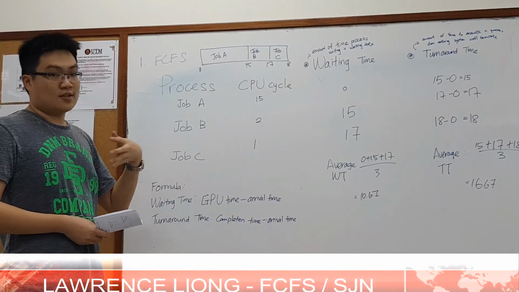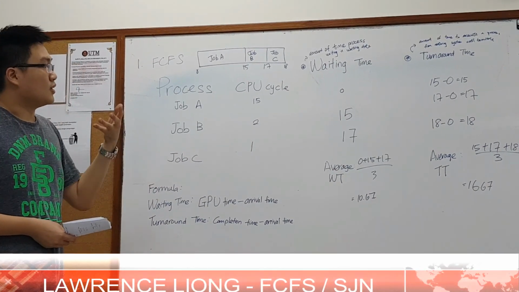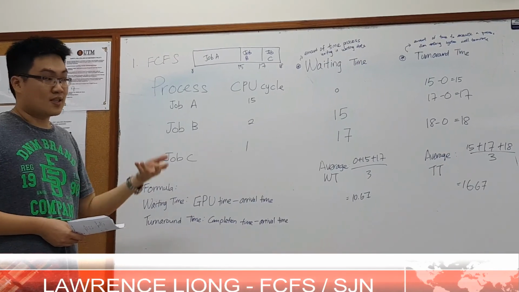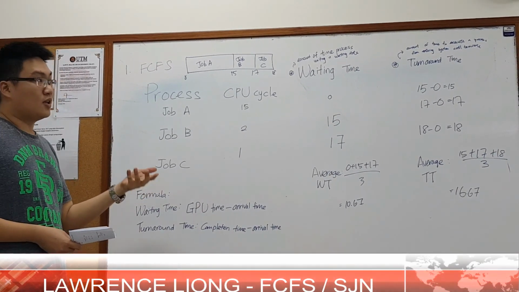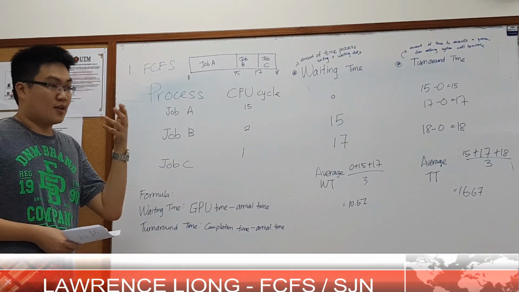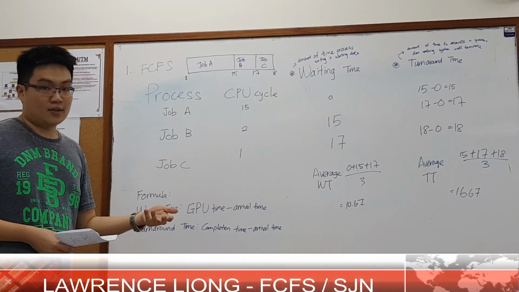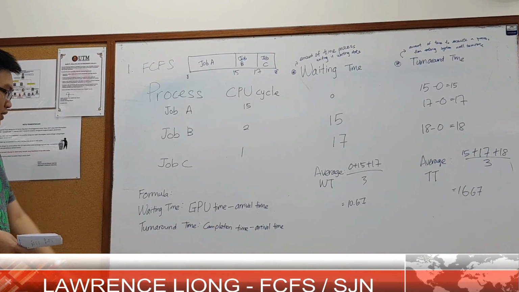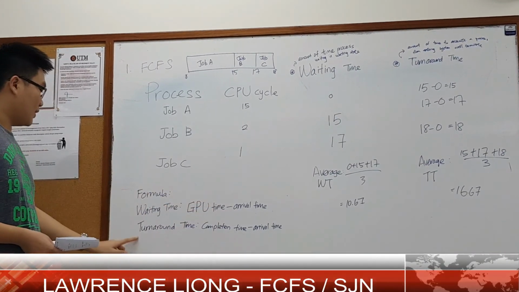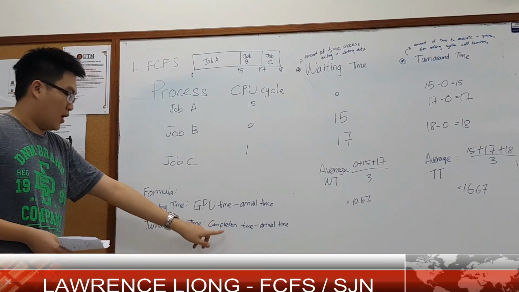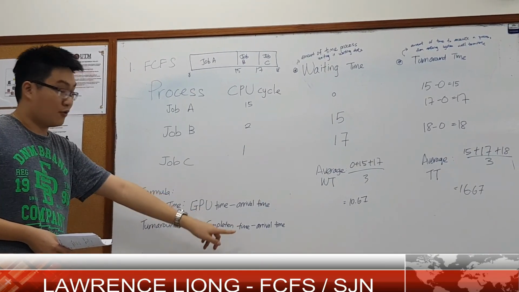What is waiting time? It's the amount of time a process waits in the ready state, and turnaround time is the amount of time to execute a process from existing until it terminates. The formula for waiting time is CPU time minus arrival time, and turnaround time is completion time minus arrival time.